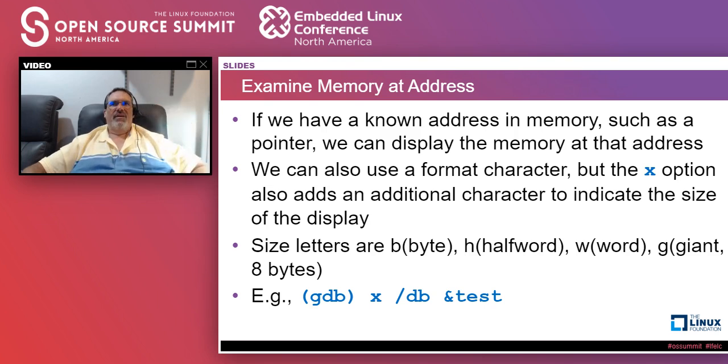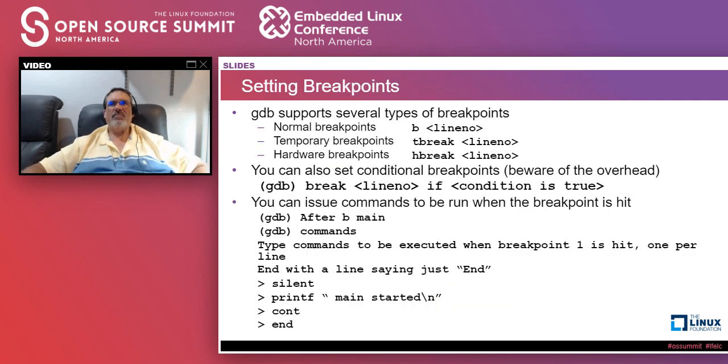So if we have a known memory address, we can also use basic casting here. We have the X command, which allows me to show memory at a specific address. We're going to display it as a byte, a decimal byte, and we're looking at the address of test. So that will then show me the address of test and what it is as a byte. Definitely useful if I need to cast it as a D word or a half word or a quad word, something like that. Then it's very useful to be able to specify that from the GDB command line.